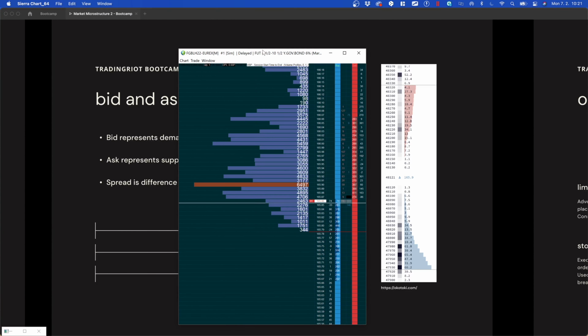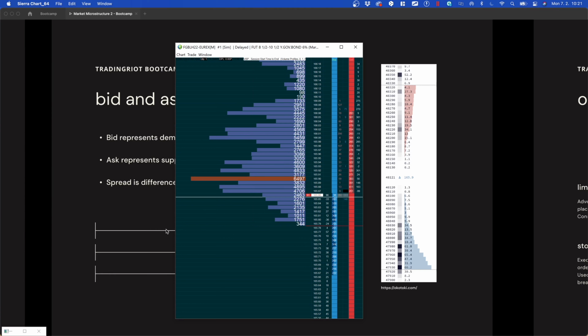This is the DOM for the 10-year German bonds, and once again you can see that the buyers' bids are resting in this blue column right here, and the offers are resting in the red column on the right side. And you can see here is the spread, which is this price right here. For the market to move one tick higher, someone has to buy all these offers.